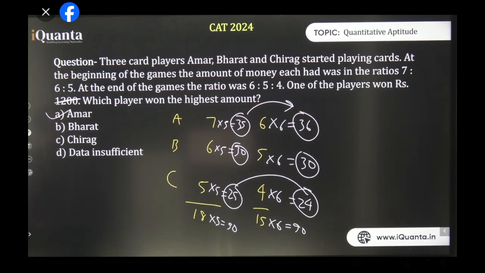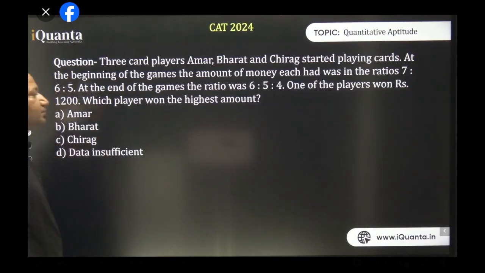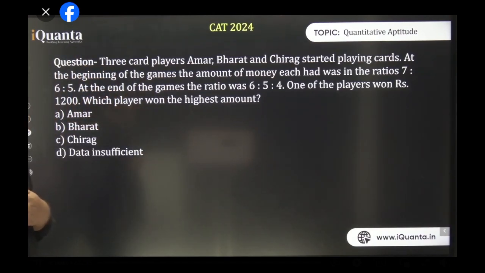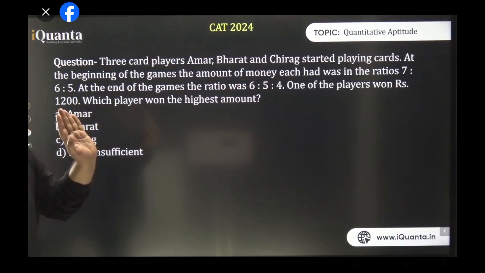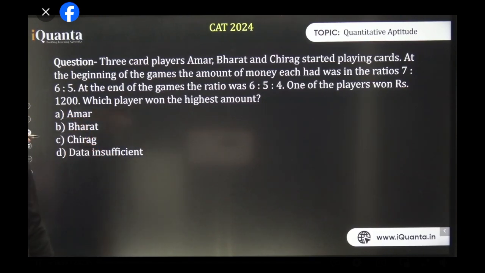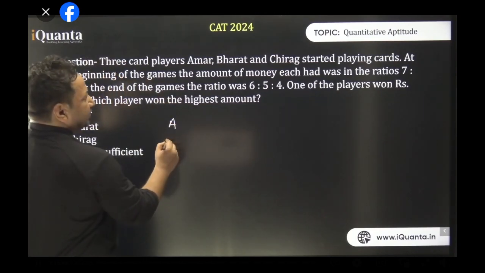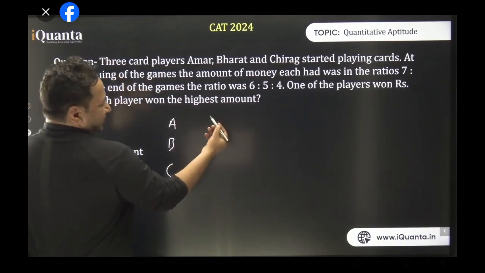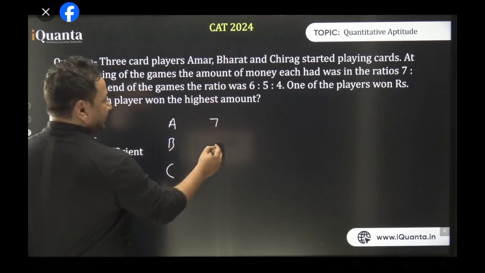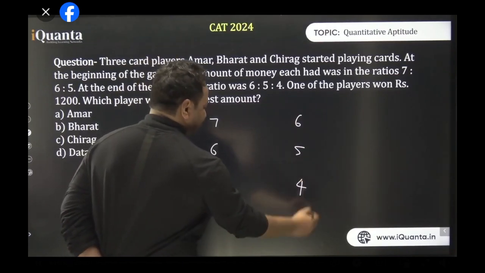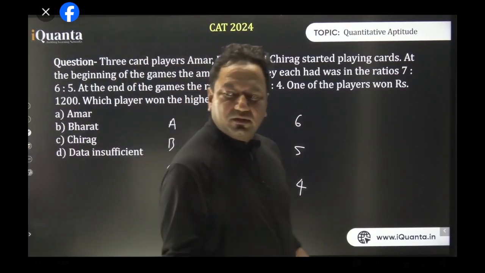Shweta is asking why initial and final amount will be the same. Shweta, there is a way to solve things of arithmetic by kind of putting yourself in the game. No, Pranav, don't do it that way. चलो मैं थोड़ा सा अलग तरीके से करता हूँ. अमर, भरत and Chirag. Let us say अमर के पास in terms of ratios 7 units थे. Bharat had 6 units, Chirag had 5 units, and in the end, Amar had 6 units, Bharat had 5 units, Chirag had 4 units.